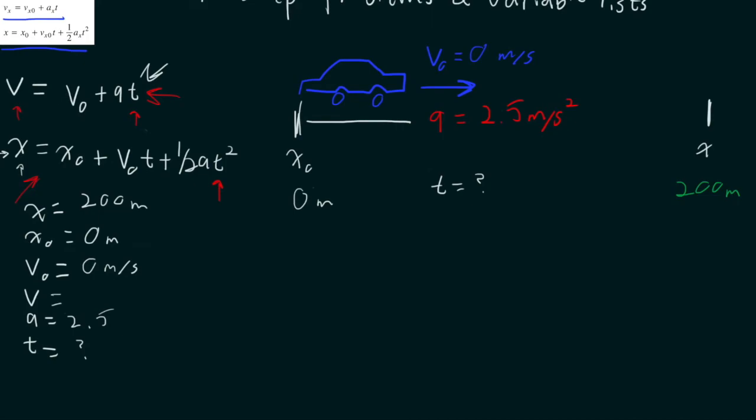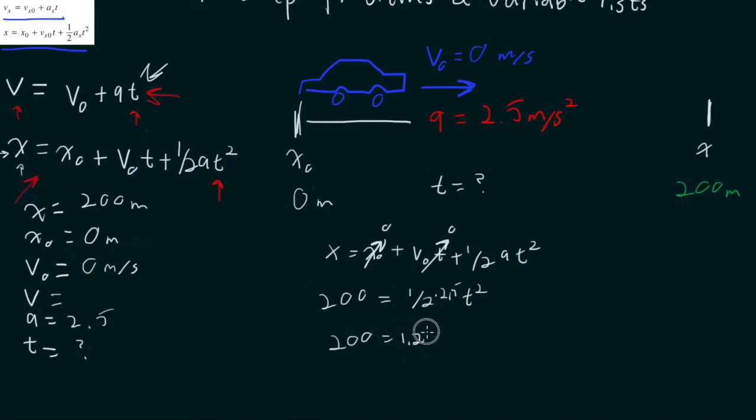So let's do that. I've got x equals x naught plus v naught t plus 1/2 at squared. Now, x naught is 0. Cancel that right out. And v naught is 0, so I cancel that right out. That's the first thing I should do once I set up these problems, is I should find my zeros, get rid of them. And then I can start plugging things in. So 200 is my x, equals 1/2 at squared. Well, I have a, so let's put that in right away. It's 2.5. So now, 1/2 of 2.5 is going to be 1.25. So I've got 200 equals 1.25 t squared.